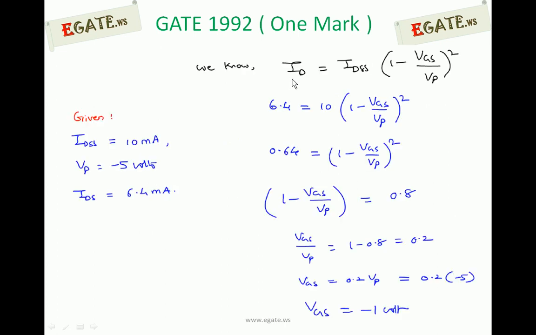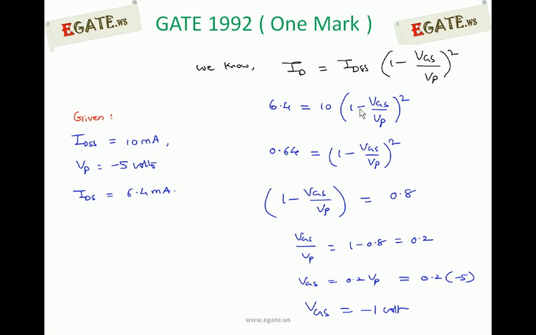We know the drain current equation: ID is equal to IDSS into 1 minus VGS by VP, whole square. In this equation, IDSS is given, VP is given, and IDS is ID only, 6.4 milliamperes. So substitute those values. VP we are not substituting initially because for a JFET in this equation both must have the same sign. Remember that: VGS and VP always have the same sign. Both may be positive, both may be negative. For an N channel JFET both will be negative. For a P channel JFET both will be positive.